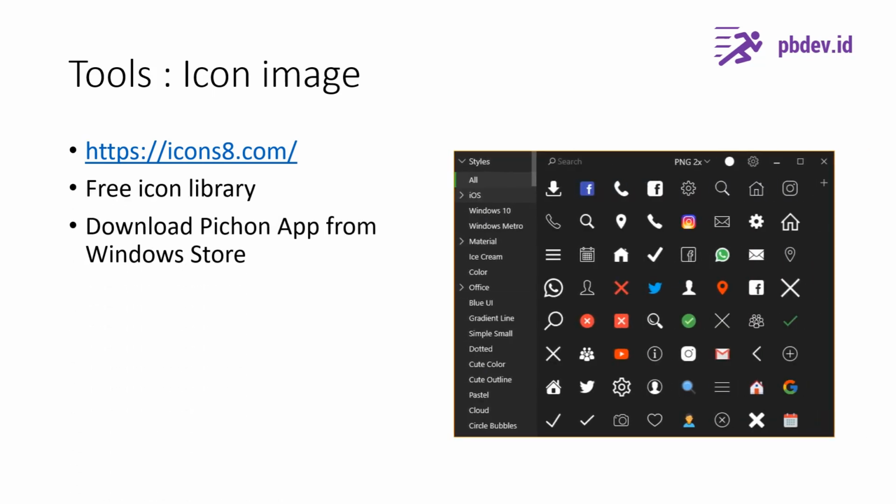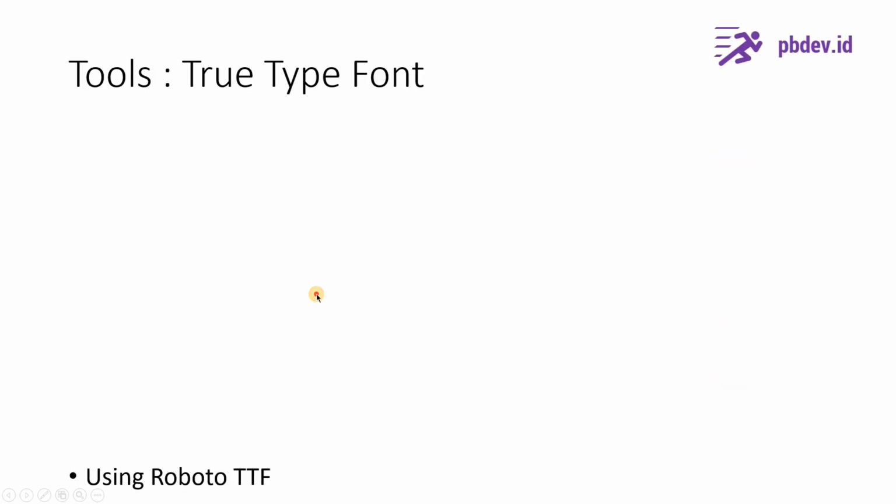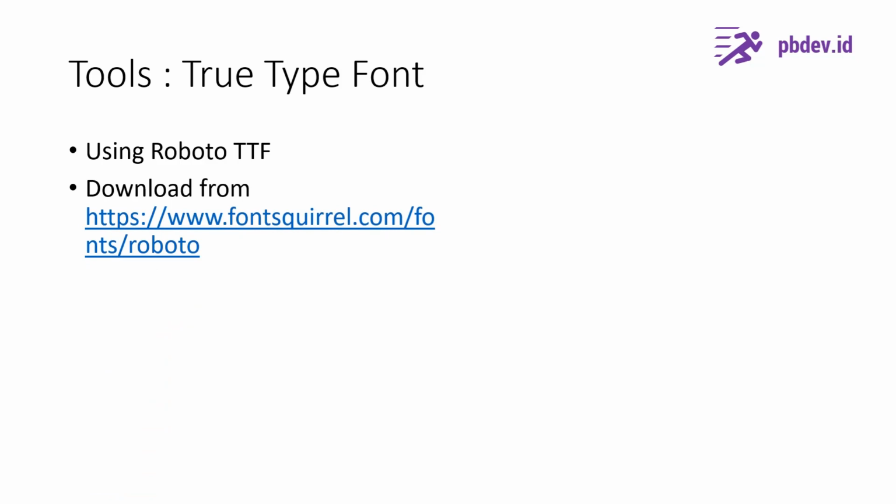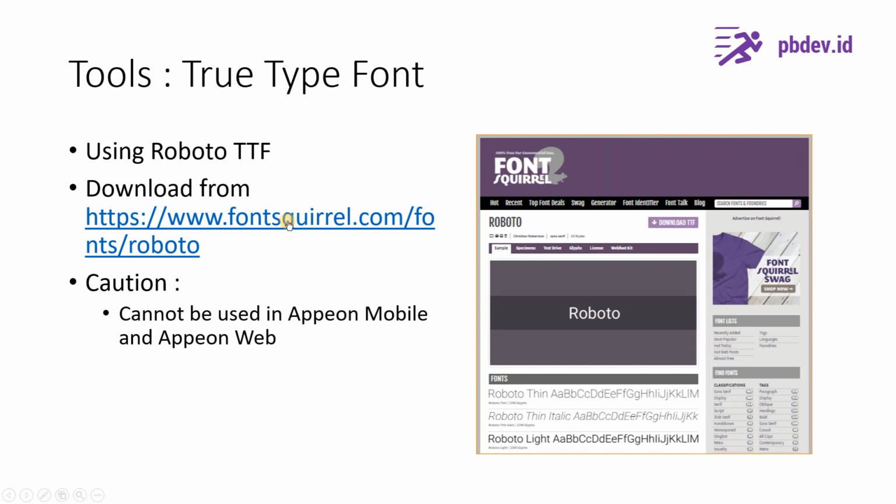And we'll see about the tools. For icon images, I'm using tools from icons8.com. There's a free icon library there, and we could also download the Beacon app from the Windows Store. All the icons here come from the website icons8.com. And we will be using TrueType fonts, that is Roboto, downloaded from fontsquirrel.com. But these fonts cannot be used in Appeon Mobile or Appeon Web.